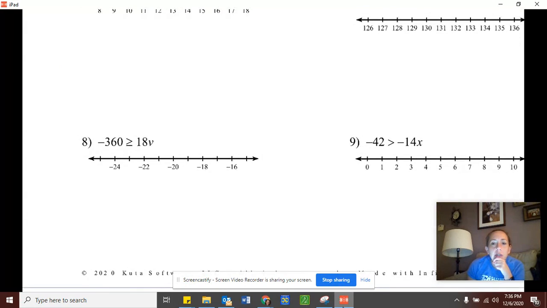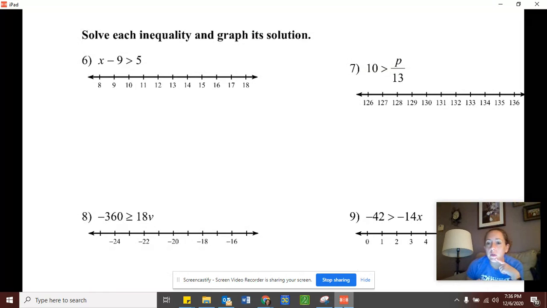so we have solved equations before. Right now, just to get used to it, we're just sticking with one-step equations.